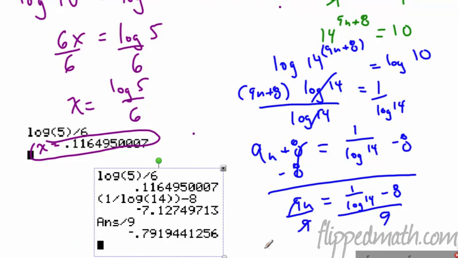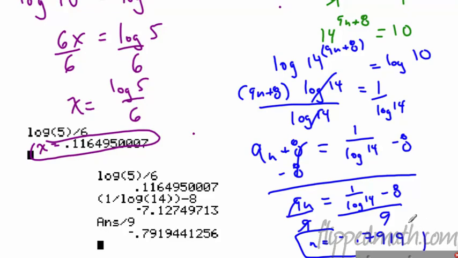Okay, so n is going to equal negative 0.7919. It's always good to go out 4 places. That's it. So it's going to be a decimal. You go out 4 places, you'll be good enough. Okay, time for the next part.